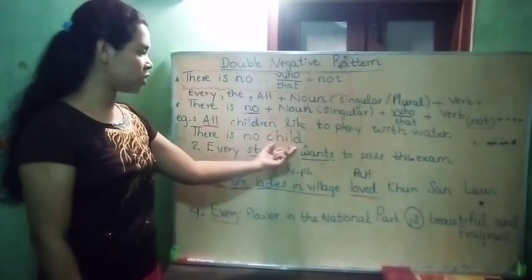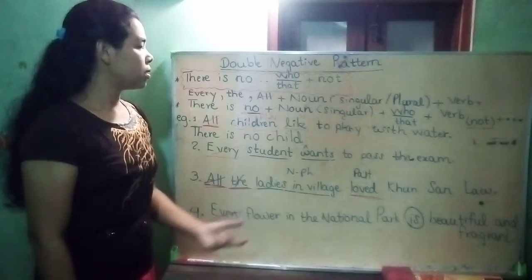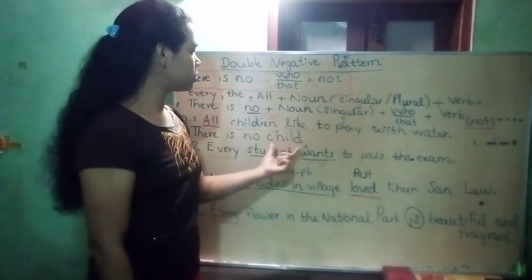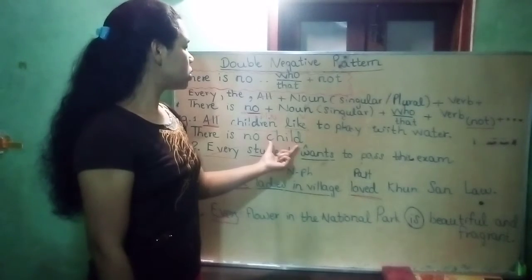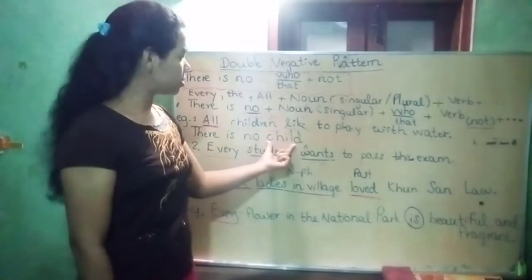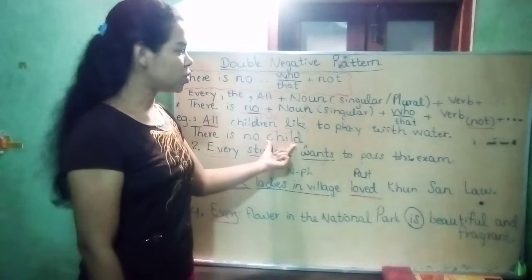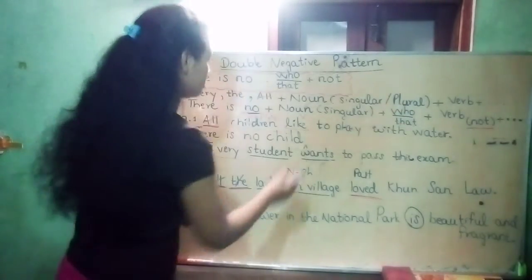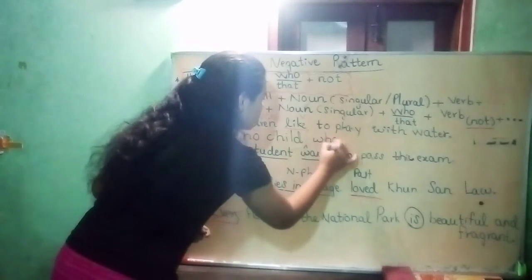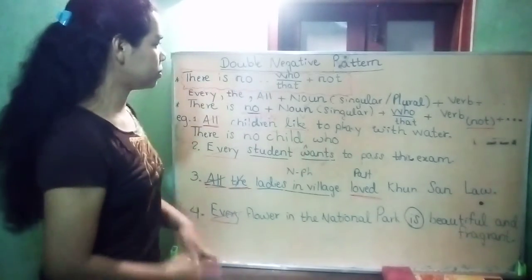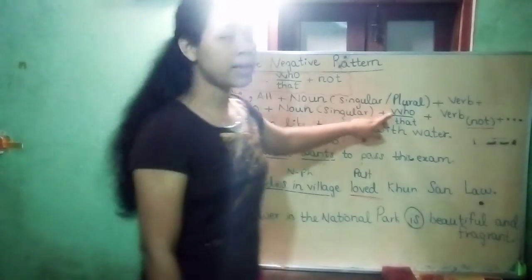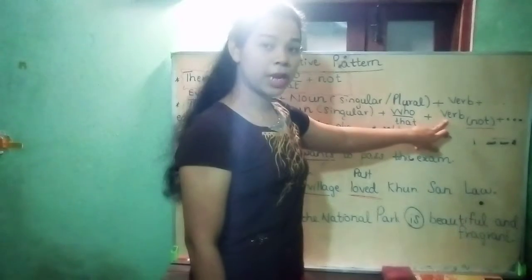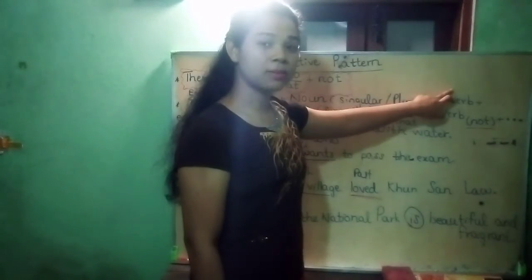There is no child. After the singular noun, child is a kind of person. So who will be used as the conjunction. Who. After that, the next step comes, the verb. The verb will be changed into negative form. Don't forget to change the verb.